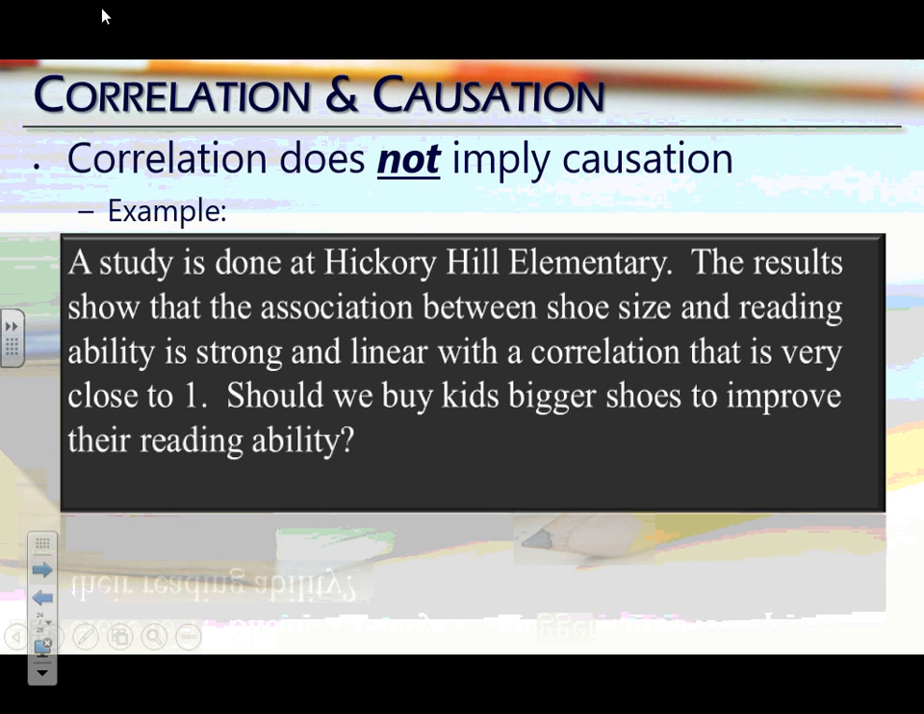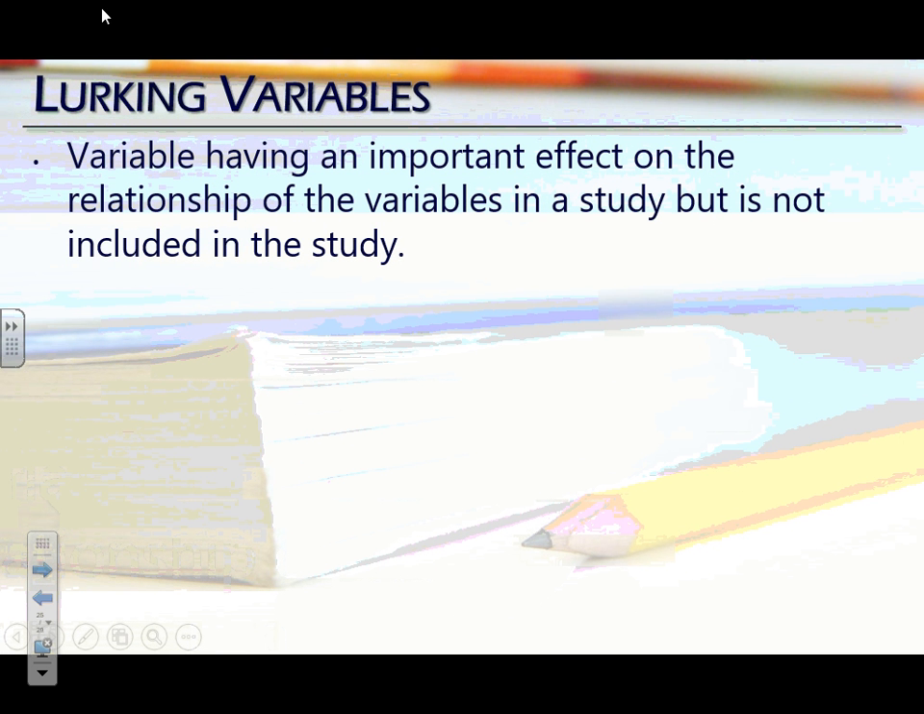All right? So in this example, when we talked about the age of the kid and the amount of schooling they've had, that is an example of what we call a lurking variable. This is a term you definitely need to know. A lurking variable is any variable that has a very important effect on the relationship between two variables, but it's not a variable that we measured in the study.